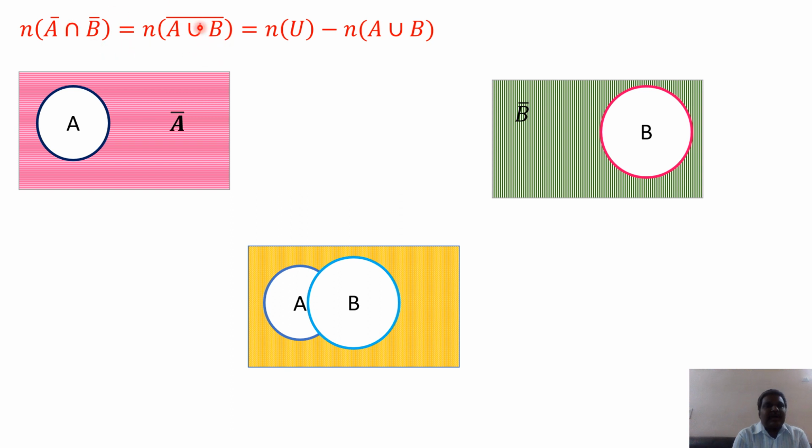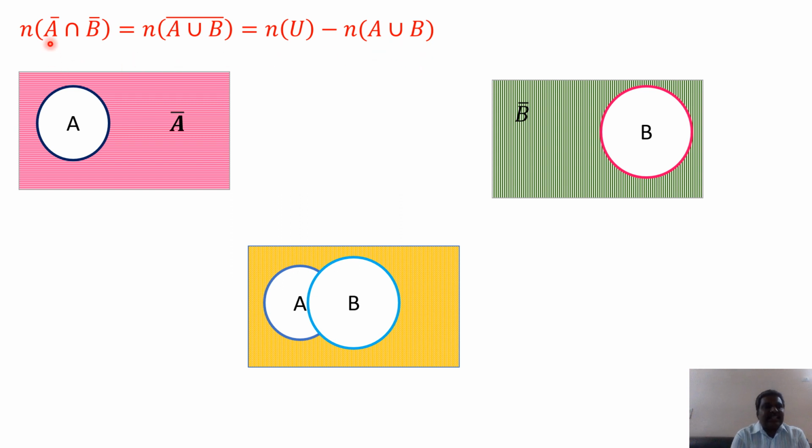That is why the number of elements must and should be equal. Hence, n of A bar intersection B bar equals n of A union B whole bar. That is nothing but the number of elements in the universal set minus n of A union B. This is also a very important concept related to the above concept. This is the relation between A bar and B bar to A and B. The left hand side is in terms of intersection, the right hand side is in terms of union.